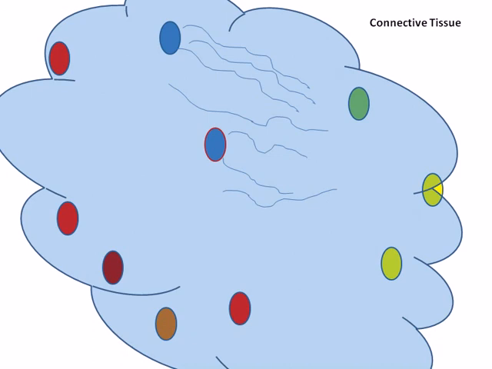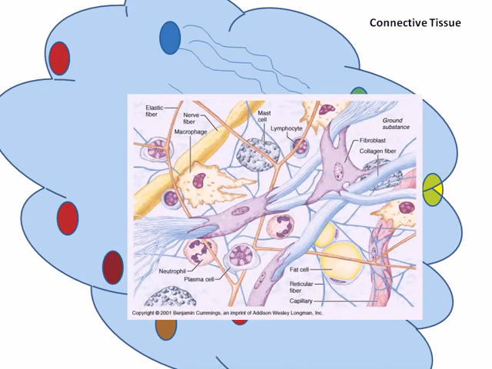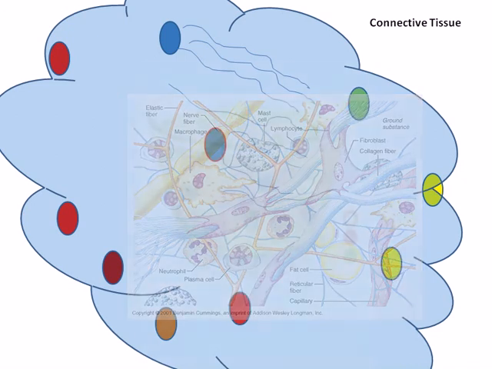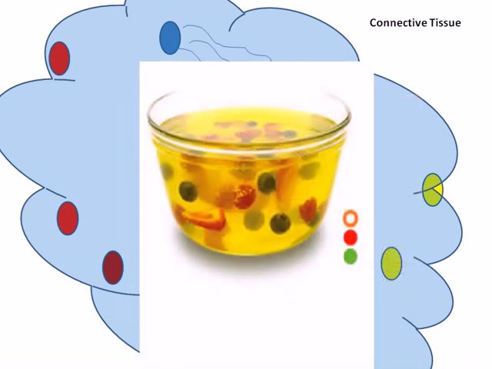Therefore, all connective tissue includes relatively widely dispersed cells, fibers, and ground substance. Another way to think of connective tissue is as a bowl of jello with fruit. The jello is analogous to the ground substance, and the fruit is analogous to the cells that produce the fibers and other substances.